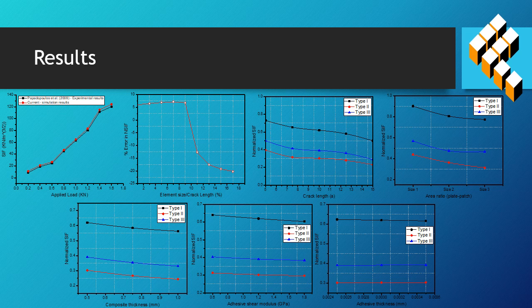Similarly, we considered the area ratio between the plate and patch, in which the rectangular shape of the patch size was changed at the same time for three different composite patches, and we found the results have a good difference. As you can see, type 1 does not have much effect on the repair, and type 2 and type 3 have some value in the repair of the aluminum plate. Similarly, composite thickness, adhesive shear modulus, and adhesive thickness show the same results. With this, we can recognize that type 2 has the highest reduction in the stress intensity factor.